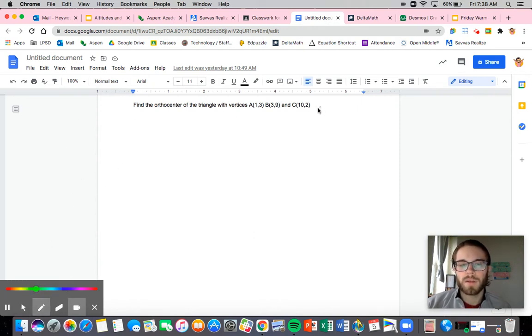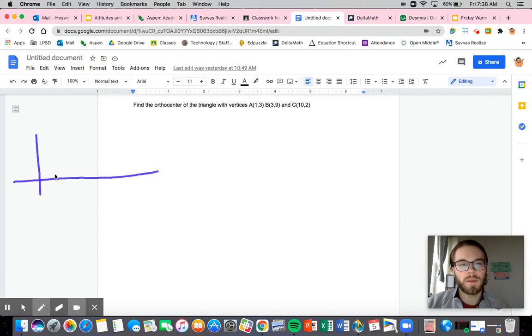Let me do a quick little sketch just to make sure we're on the same idea of what it looks like. We'll put the points: A at 1, 3, B over 3 up 9, and then C would be over 10 up 2.